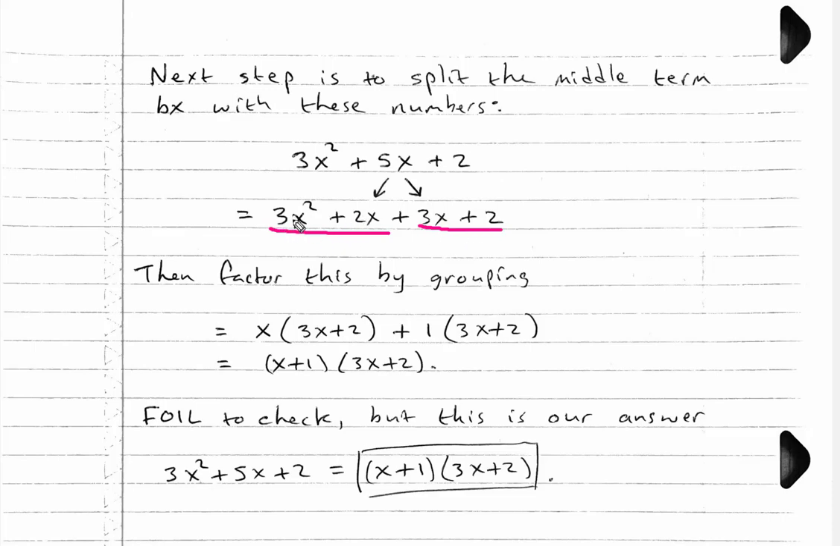These two have an x in common. That's the greatest common factor. Factor out the x, you're left with 3x plus 2. Greatest common factor from these is 1, right? They don't have any factors in common, so the best you can do is pull out a 1. So we're getting x times 3x plus 2 plus 1 times 3x plus 2, so that's x plus 1 times 3x plus 2.